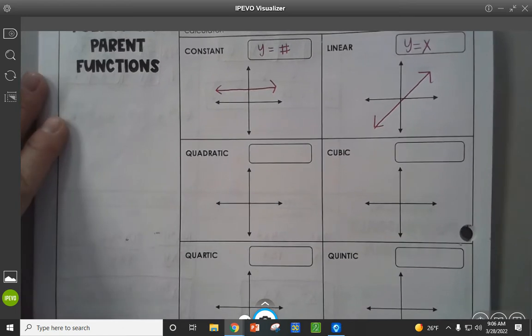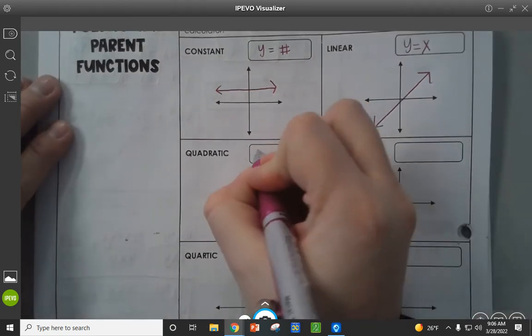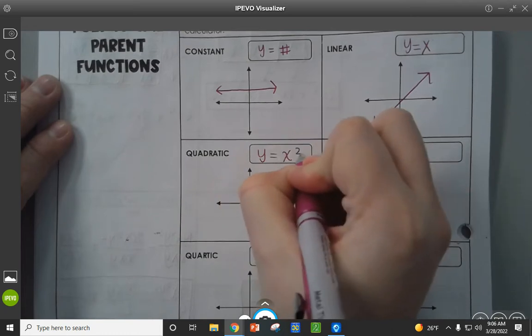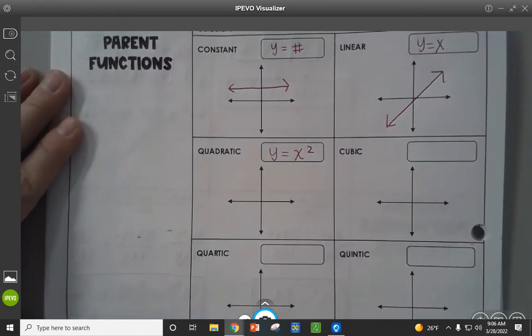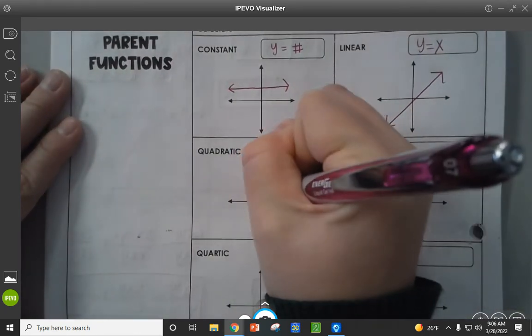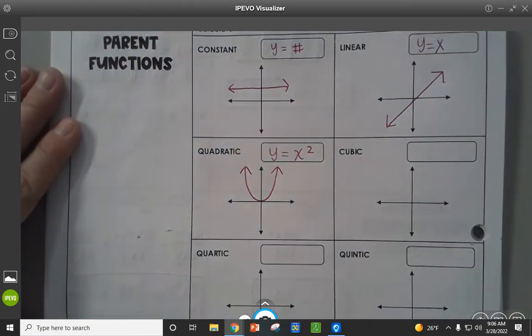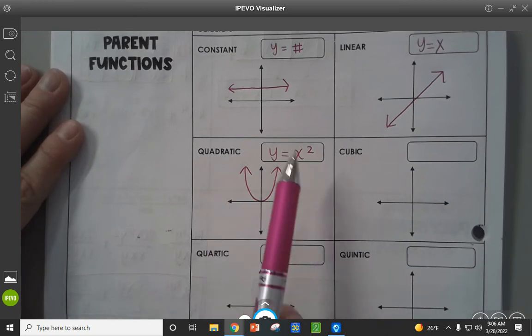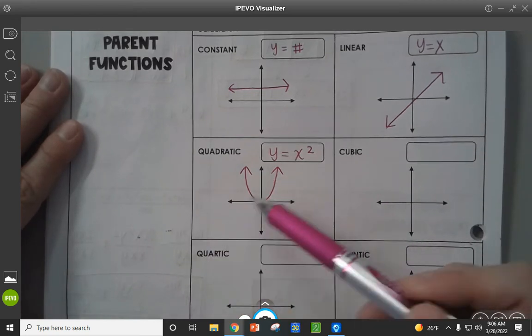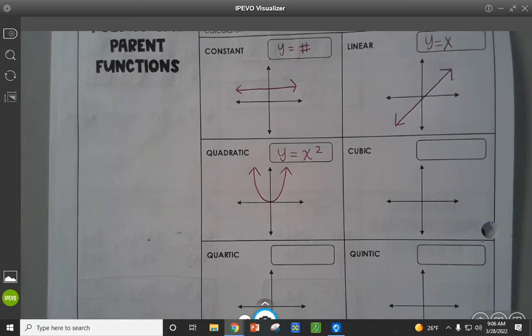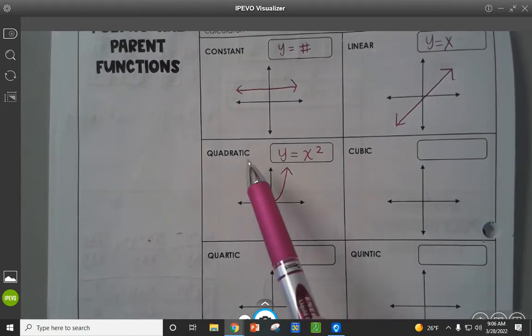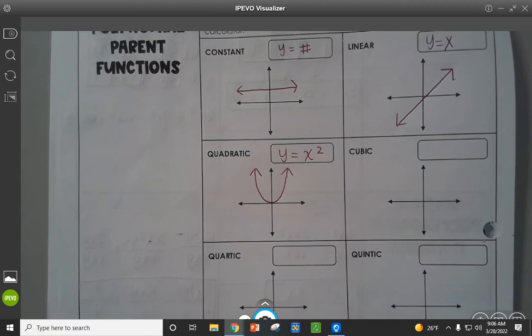Okay. Quadratics, we did those in Unit 5. Y equals x squared. Those look something like this. There's a lot of factors that could change the way this looks. Sometimes they're upside down. Sometimes they're skinnier. Sometimes they're wider. But this is just kind of the basic one. This is what a basic quadratic looks like.